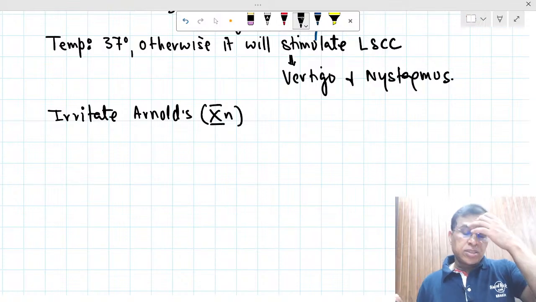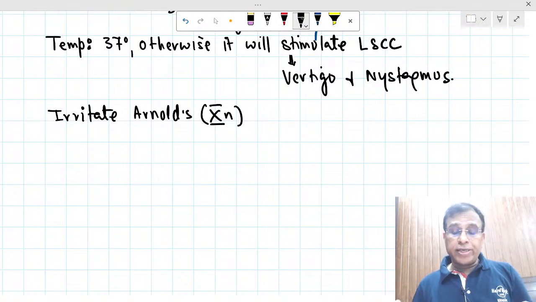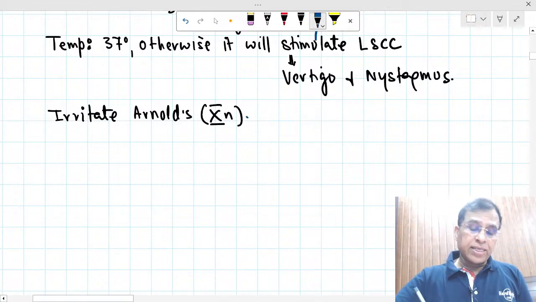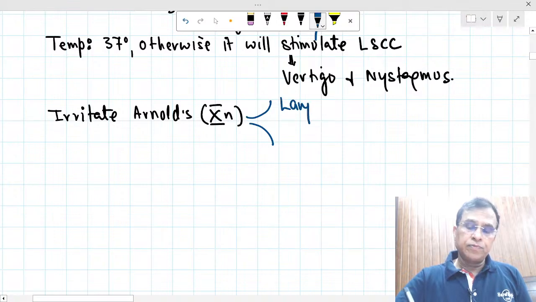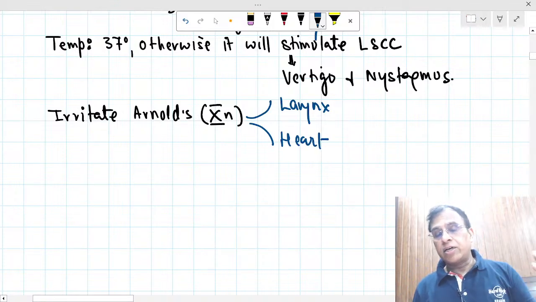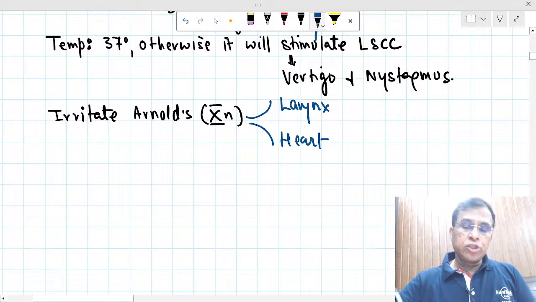Through the Arnold's, the vagus will get stimulated, and out of many things, vagus supplies two very important structures. It supplies the larynx and it supplies the heart. And so the stimulus reaches the larynx and the heart also. When the larynx gets stimulated, the person begins to have coughing.